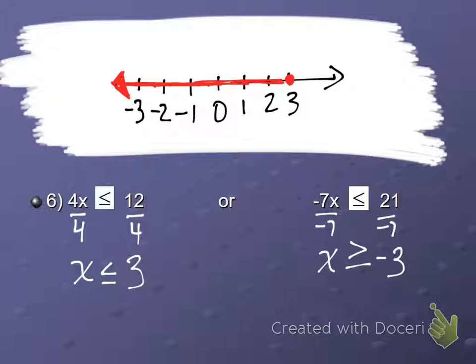Then, for x is greater than or equal to -3, I want what kind of circle? Closed, shaded in at -3. There's already a shaded in line there, but I can still put my point there, and then I'm going to shade that one to the right. So again, most of it's already shaded.